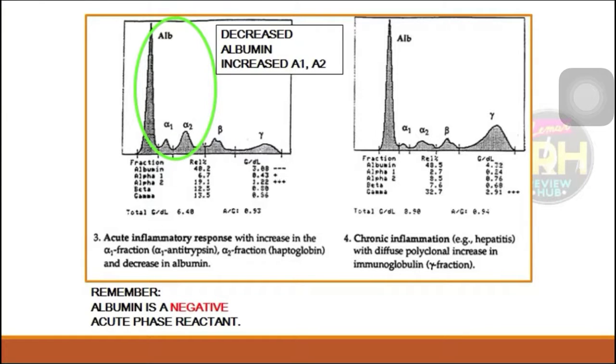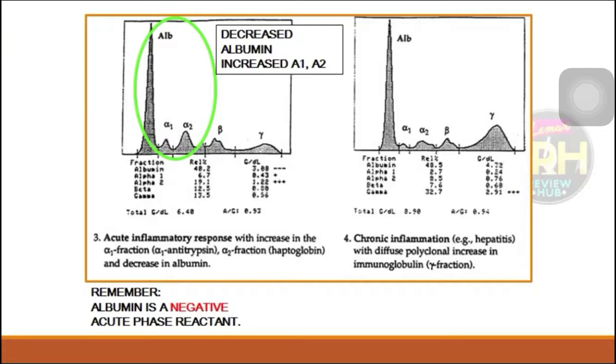Now, chronic inflammation, as you can see po, is characterized by a diffuse polyclonal increase in immunoglobulin po, particularly in the gamma fraction po. So, what conditions have this pattern? Okay, for example po, those with chronic inflammatory pattern, we have malignancy, rheumatoid arthritis, and hepatitis po. Again, malignancy, rheumatoid arthritis po, and hepatitis po are all associated with chronic inflammatory pattern po.